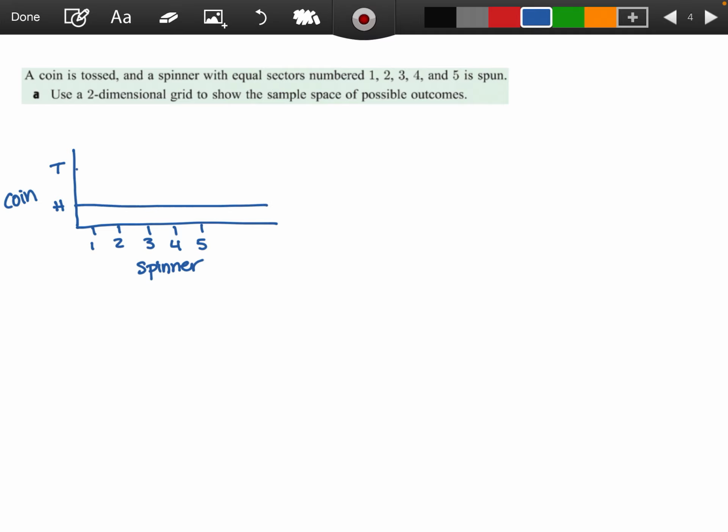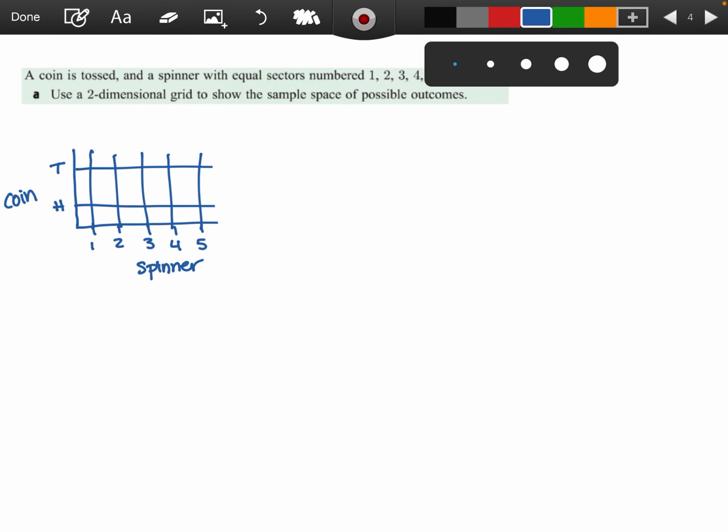So we'll extend our lines over from heads and tails, extend our lines up from our spinner numbers. We will erase off that. And then last but not least, we will put dots. Each of those dots, remember, represents a possible outcome for this particular experiment.